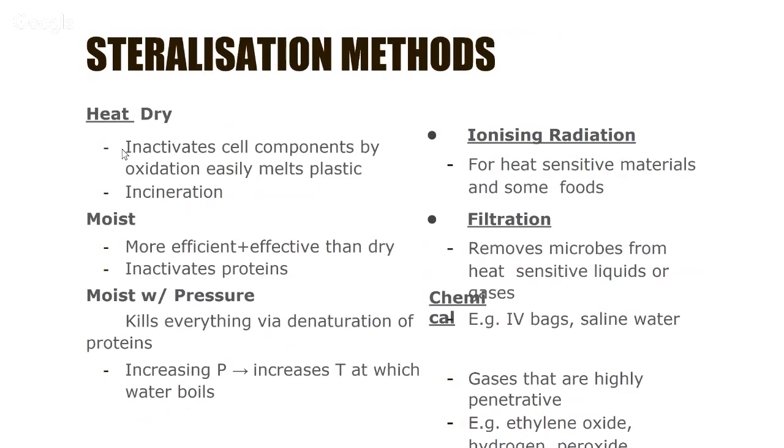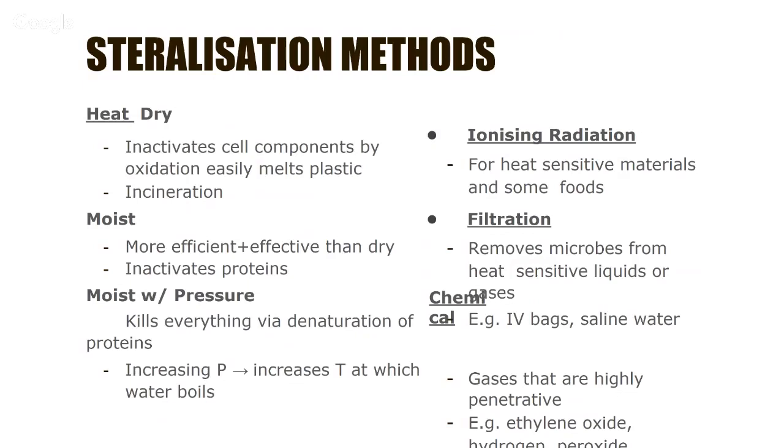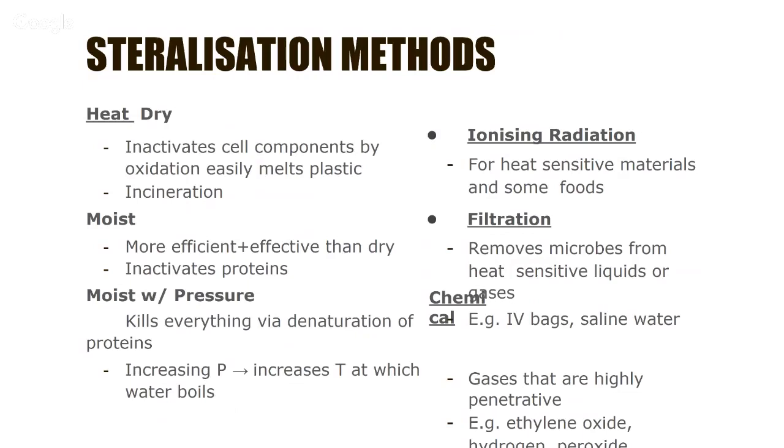Also, it's important to consider that you can't use heat in heat-sensitive items, whether that's your gloves or certain plastics, you would not expose them to those temperatures. So you have other interventions like ionizing radiation for heat-sensitive materials and some foods. Filtration, if it's liquid, you could filter it, and it's the same with gases as well.